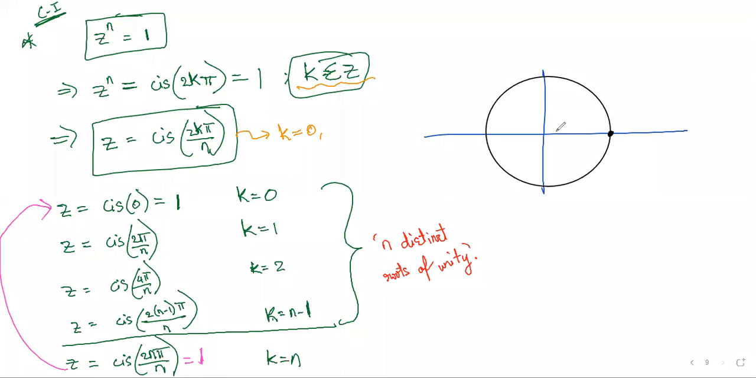So this will be the next root. This will be your cis 2 pi by n. What will the argument be of cis 2 pi by n? This will be 2 pi by n.